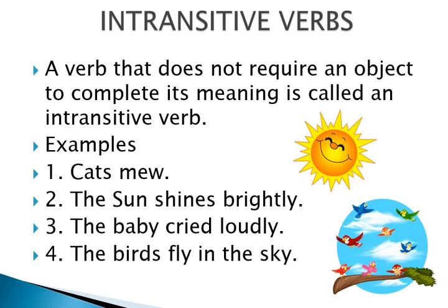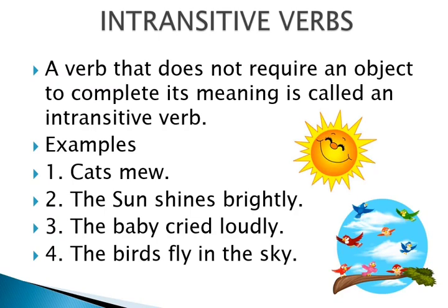Right, intransitive verbs. A verb that does not require an object to complete its meaning is called an intransitive verb. Children, all sentences don't need an object. There are some sentences which are complete with just your subject and your verb. And those sentences where you have no object, those verbs are known as intransitive verbs. For example, cats mew. Cats is your subject. Who mew? Cats. Mew, verb, but there is no object. But the sentence makes sense.